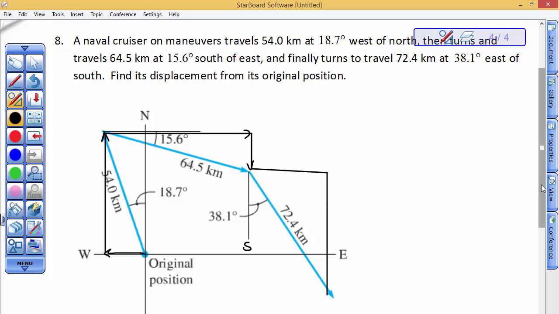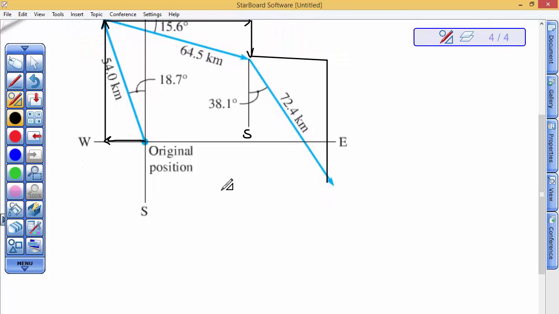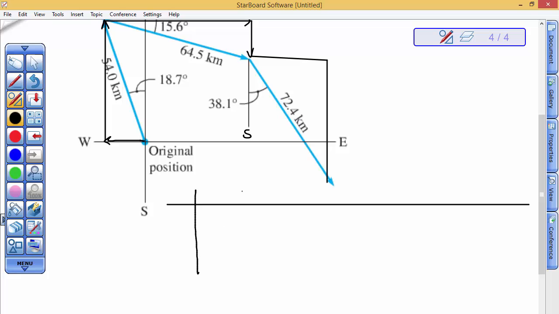Now, I'm going to go ahead and draw a table of this, and I think I'm going to try to put it right here. And this is how I'm going to tackle this problem. So I'm going to start with this 54 kilometers. That's the magnitude. And instead of using this 18 degrees, I'm going to go 90 plus 18, which is 108.7 degrees. So that's an angle in standard position.